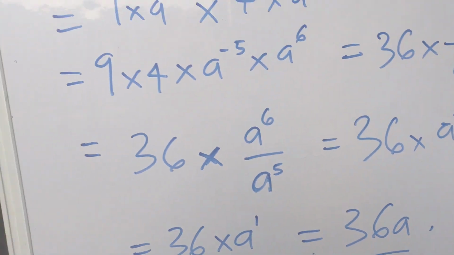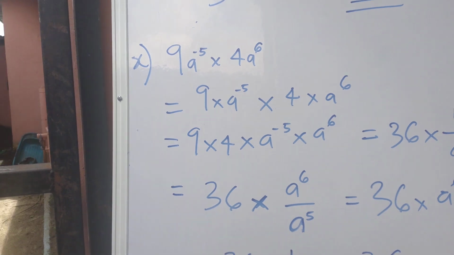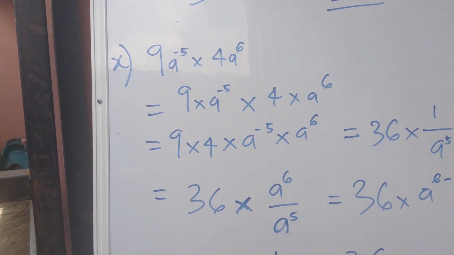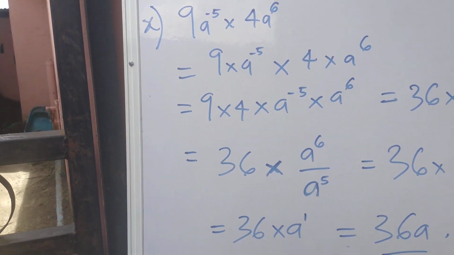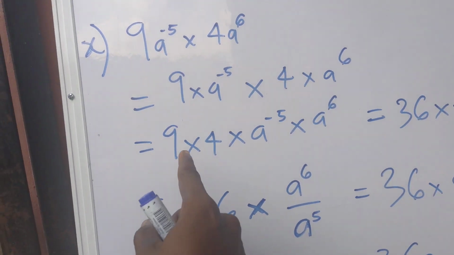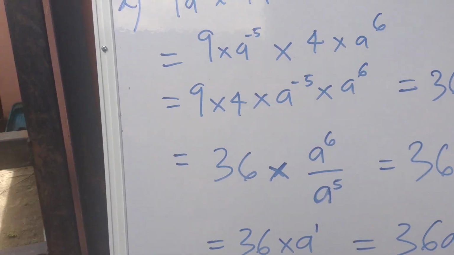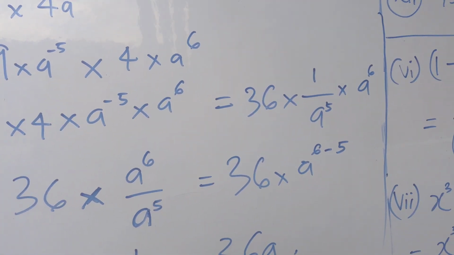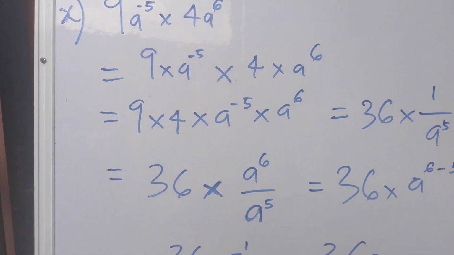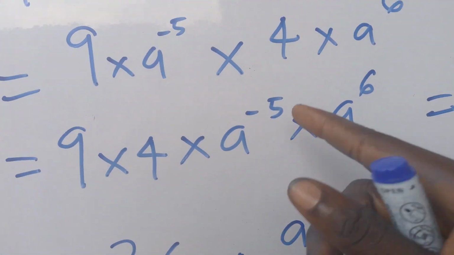Final answer, 36e. You see, this is 9 times e raised to power minus 5 times 4 times e raised to power 6. When I split them, there will be 9 times 4 times e raised to power minus 5 times e raised to power 6. So now minus 5 plus 6, I have to add the powers. Or no, not adding the powers necessarily. But if you still apply multiplication of indices here, it will work.